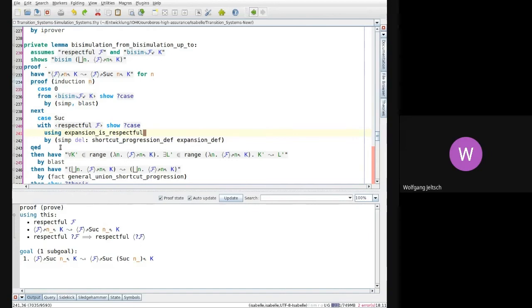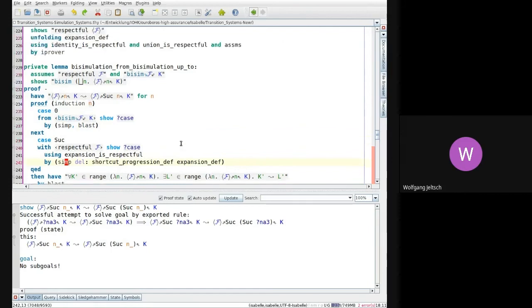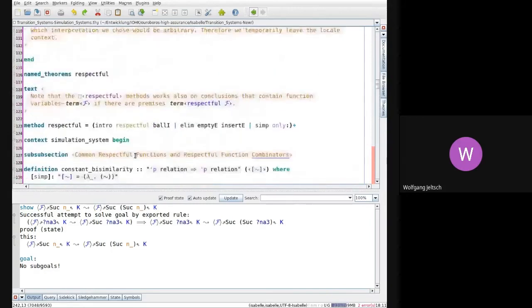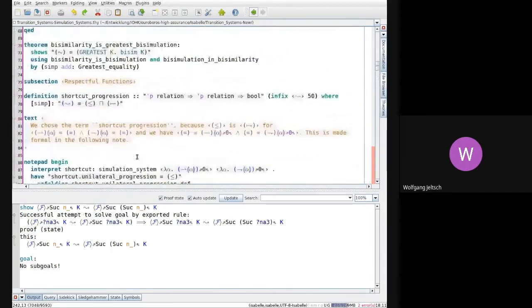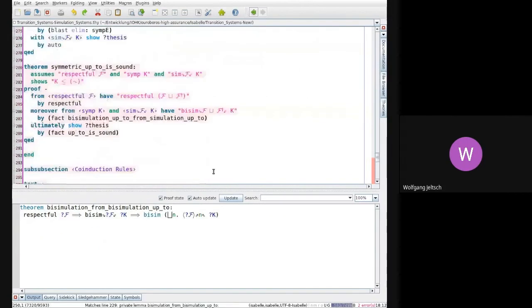And the simplifier can do this. Here we actually not just use the simplifier, but we say del as a parameter, shortcut progression def and expansion def. And why is that? Because the simplifier will attempt to use these defining equations for shortcut progression and expansion automatically, because when we wrote down definitions, we always said things like, where is one? Sim. So we wanted them to be automatically considered, but here it's not quite what helps us.